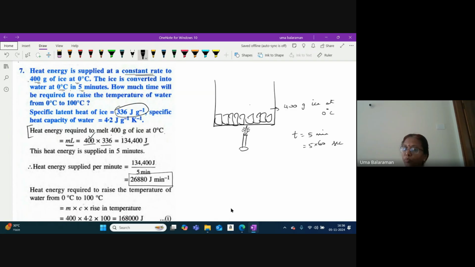Now, how much more time we should keep it on so that it will reach 100 degrees Celsius? So heat energy to raise the temperature from 0 to 100 is MC delta T. So here we have phase change, so we use that formula. Here we only heat up.